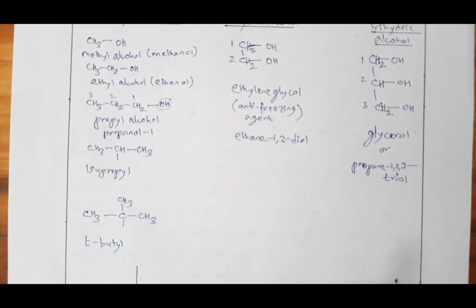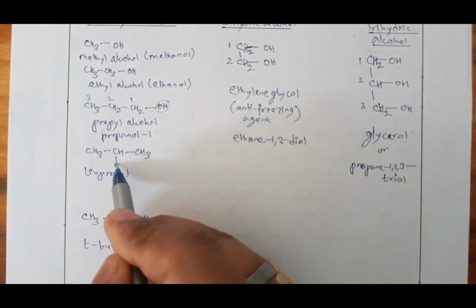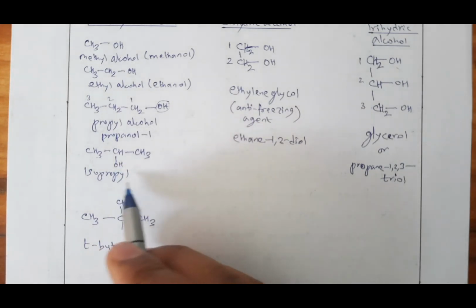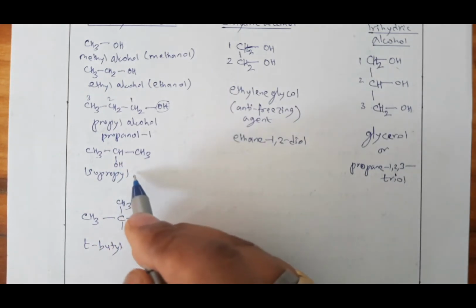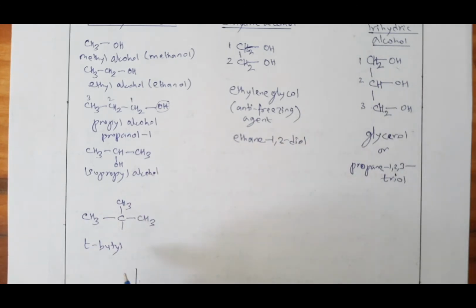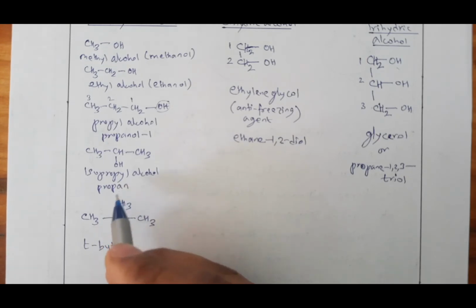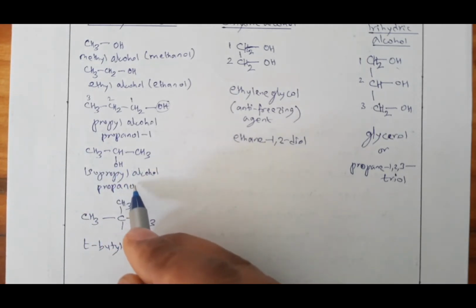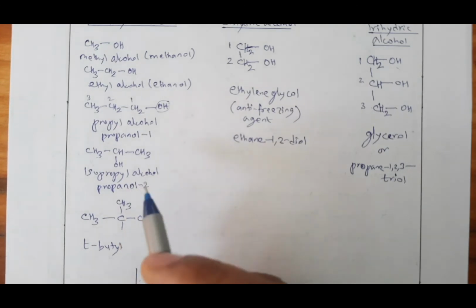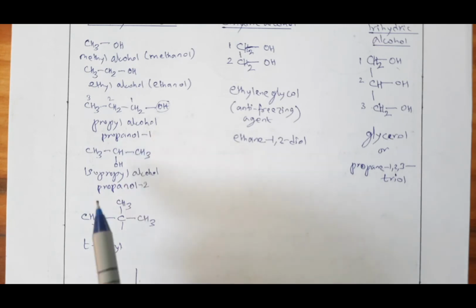Now we go to the next one, which is also an example of monohydric alcohol. This is called isopropyl. Here, if I add OH, then it becomes isopropyl alcohol. Okay, isopropyl alcohol, and its IUPAC name: you can see there are 3 carbons, so we write prop, single bond, so an. And the alcohol lies in number 2, so we say propanol 2. So the common name of propanol 1 or propanol is propyl alcohol. The common name of propanol 2 is isopropyl alcohol.